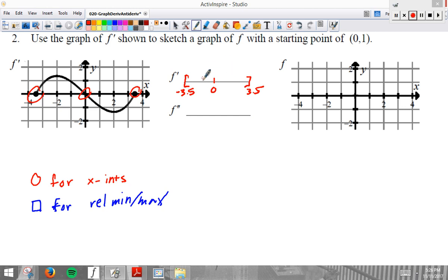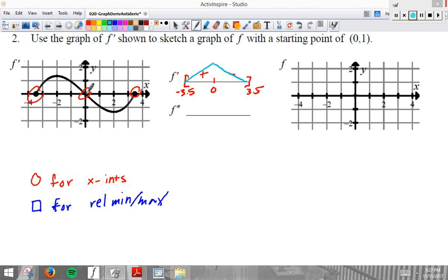So is the sign of f prime positive or negative before 0? F prime is positive. F prime is above the x-axis. Then we're at 0. Then f prime switches to being negative. F prime switches to being below the x-axis. So negative. And again, if we're going to put guidelines, increasing behavior for f, followed by decreasing behavior of f.